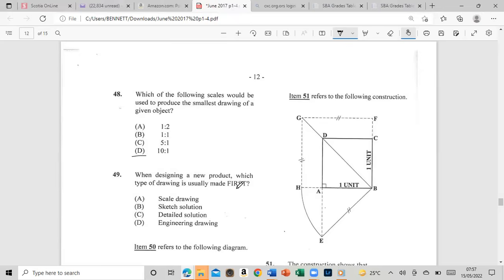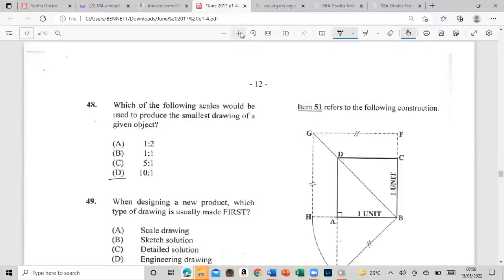When designing a new product, which type of drawing is usually made first? Is it A, scale drawing, B, sketch, C, detail drawing, or D, engineering drawing? And that would be a sketch. So 49 is B. Let's move on to 50.